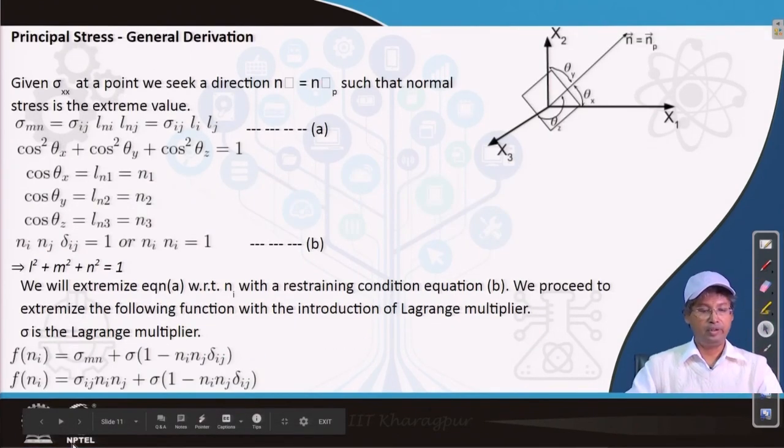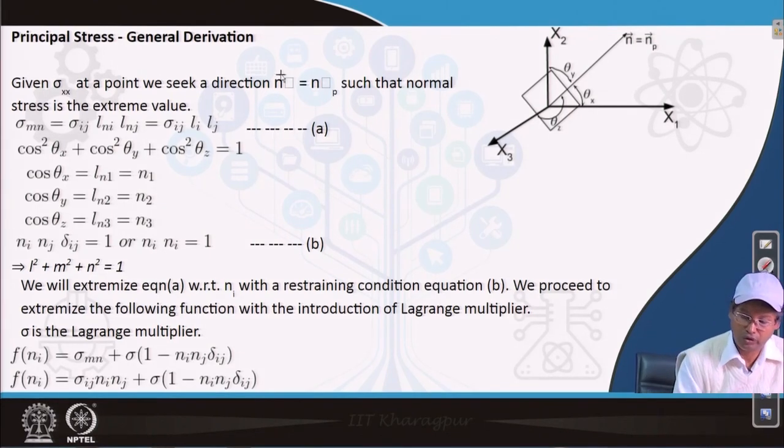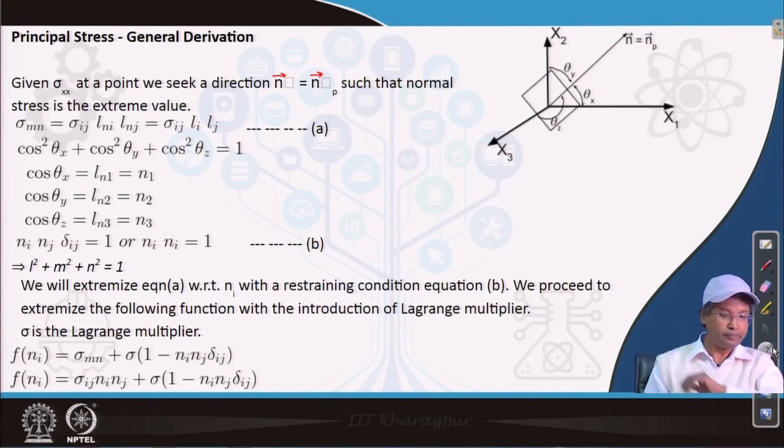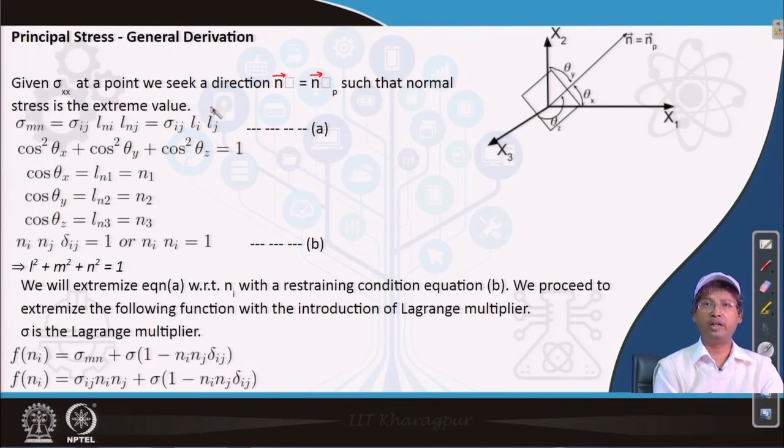The next topic is an advanced topic. I will try to cover as much as I can. It is the general derivation of principal stress. We have derived it in two dimensions, but in three dimensions it is difficult to derive. So, with respect to tensor calculus and the Lagrange multiplier concept, we will try to derive it. Given sigma x x at a point, we seek a direction n equal to n p, such that the normal stress has an extremum value. That is the problem from the mathematics point of view.